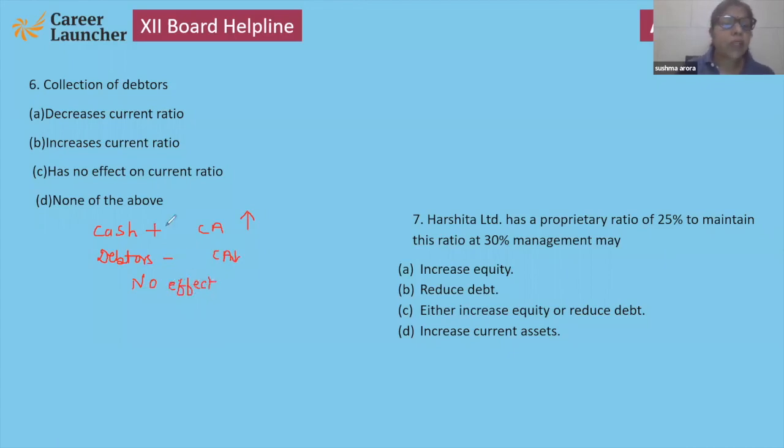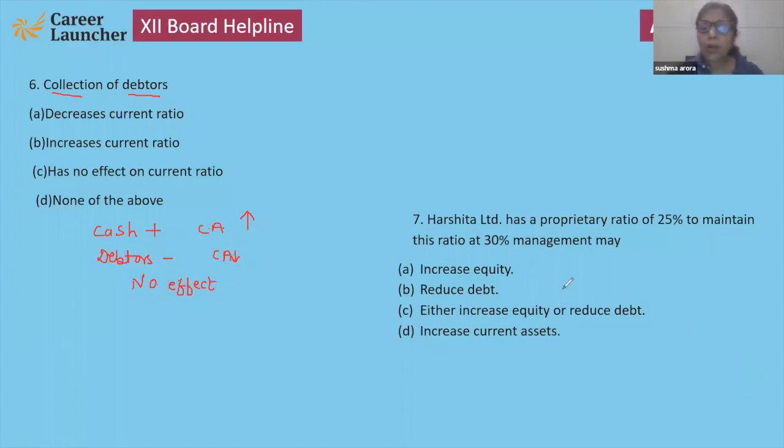No effect, because collection means cash increase. Cash is a current asset that will increase. It is received from debtors, so debtors are now reducing. So current asset is also decreasing. So we can say no effect.